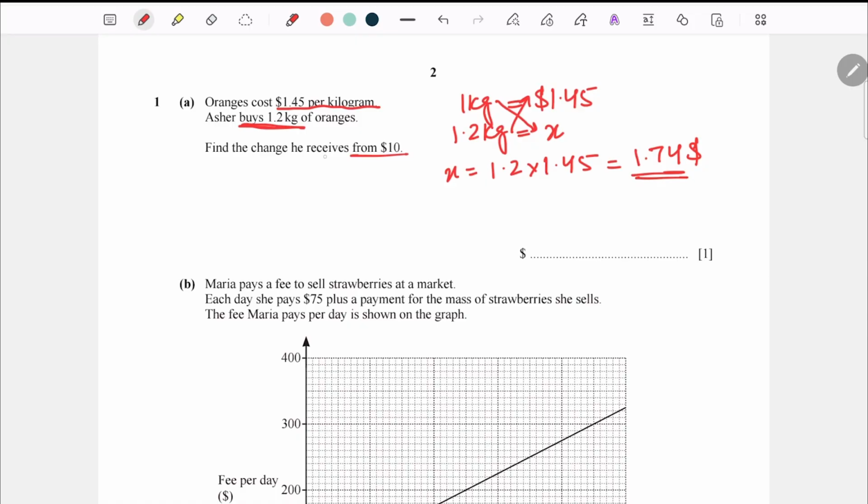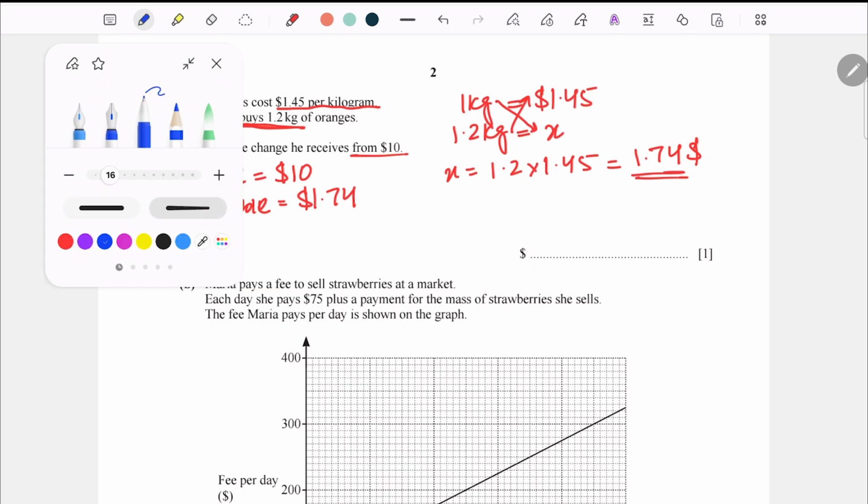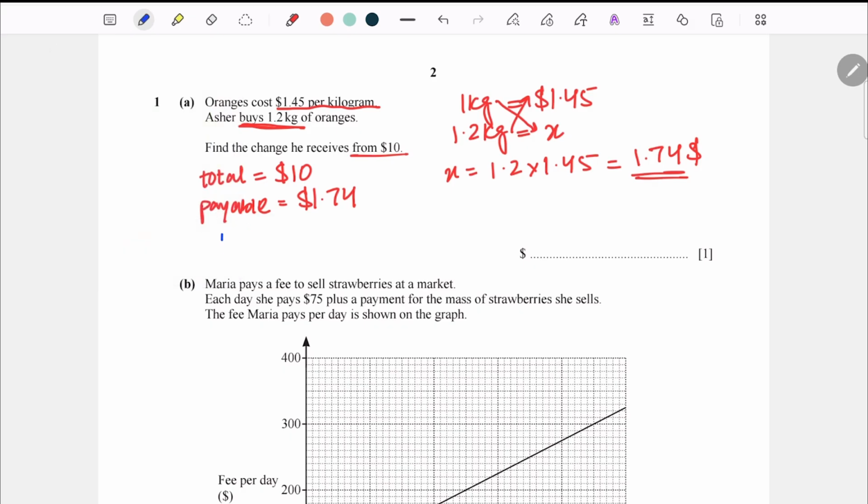Now find the change he receives from $10. So the total that he's gonna be giving is $10, and the amount that he needs to pay, the payable amount, is $1.74. So to find the change that he receives, we'll just subtract 1.74 from 10, and we'll be getting 8.26. So this will be his change.